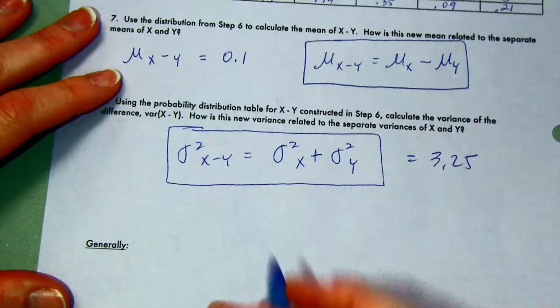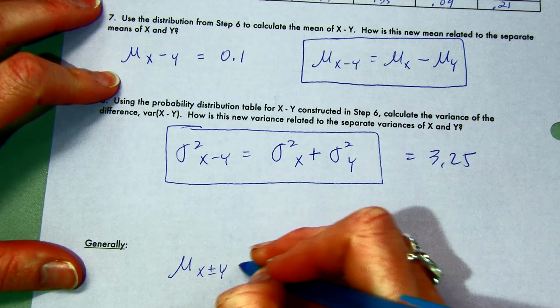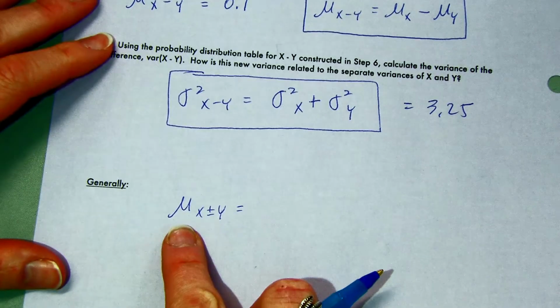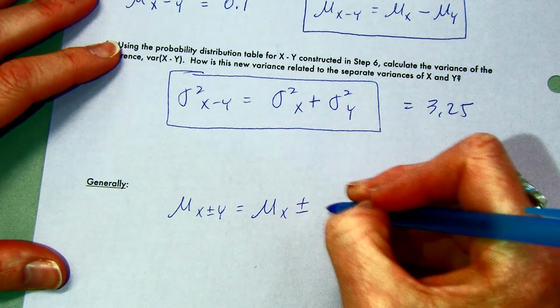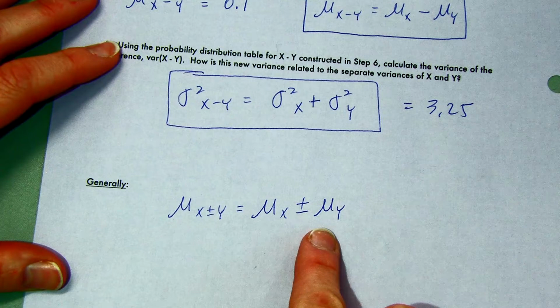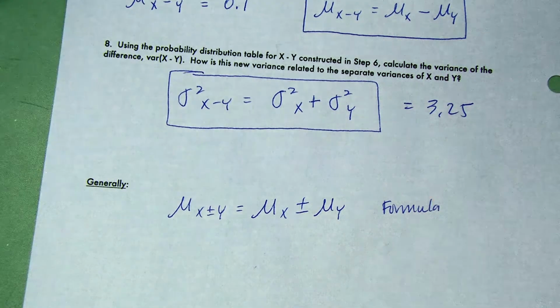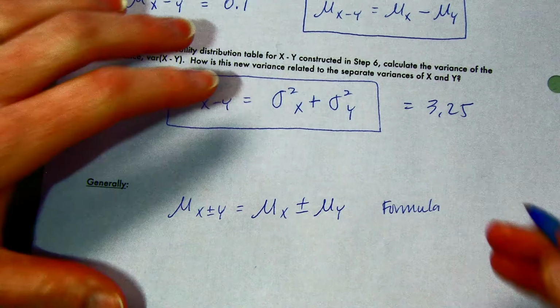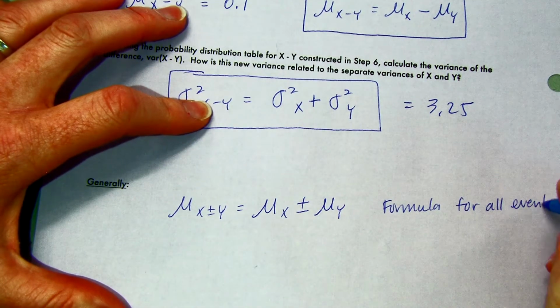So generally speaking, here are the formulas you have to know for combining random variables. If I have the mean of x plus or minus y, it's the mean of x plus or minus the mean of y. So if I'm adding, I'm adding. If I'm subtracting, I'm subtracting. And this formula is for independent or dependent events, for all events, aka random variables.